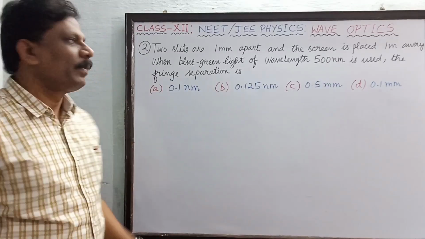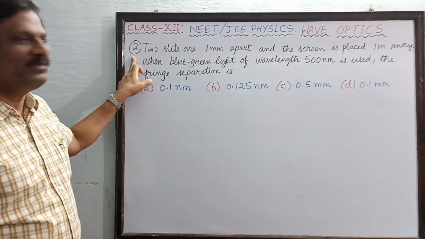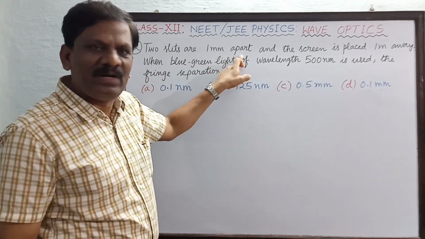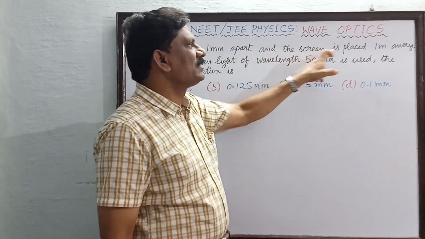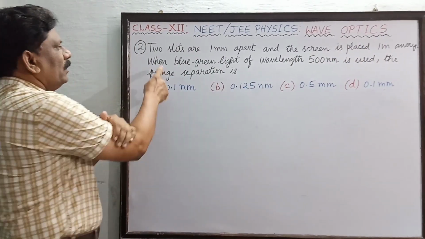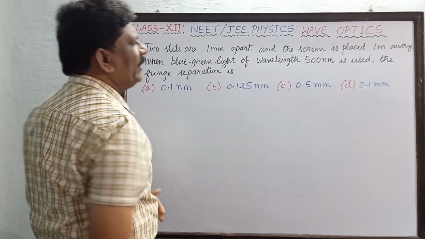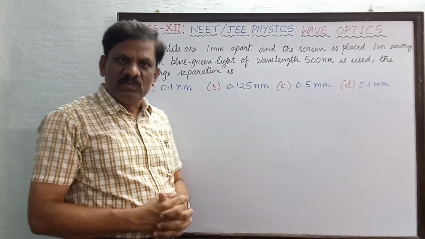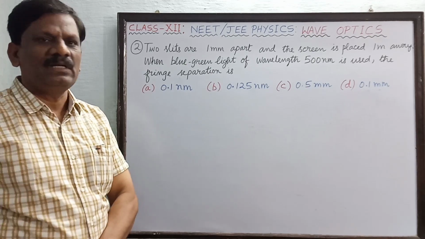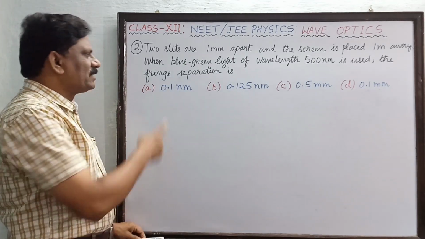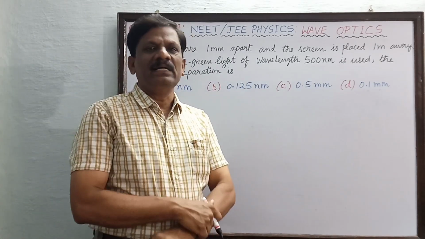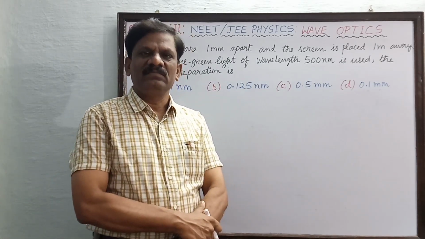Hi students, problem number 2. Two slits are 1 millimeter apart and the screen is placed 1 meter away. When blue-green light of wavelength 500 nanometer is used, then the fringe separation has to be found. So this experiment is from the topic Young's double slit experiment.